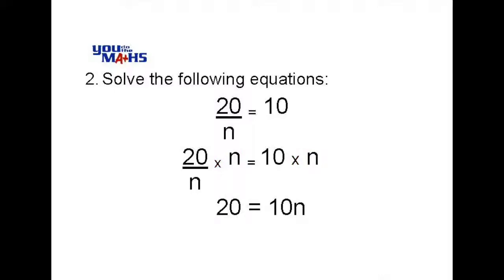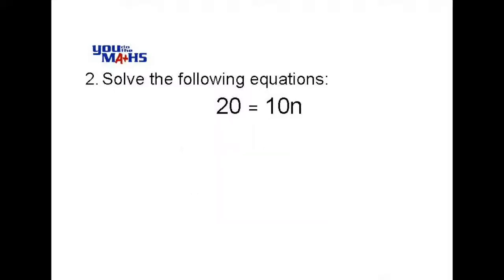And what we'll get on the right hand side is 10 times n. So by removing the n's on the left hand side we get 20, and the right hand side is equal to 10n. This problem becomes a lot simpler now because we've got 20 equals 10n, and that means that 10 is being multiplied by n, and we need to remove the 10 to find n by itself.